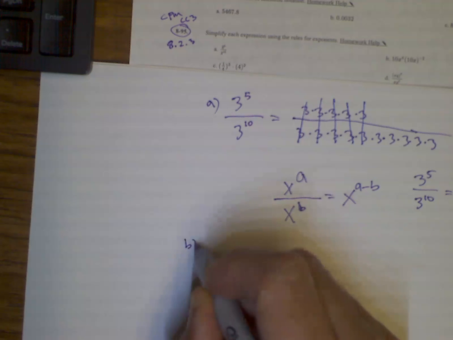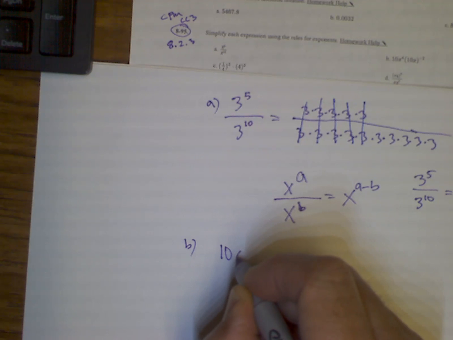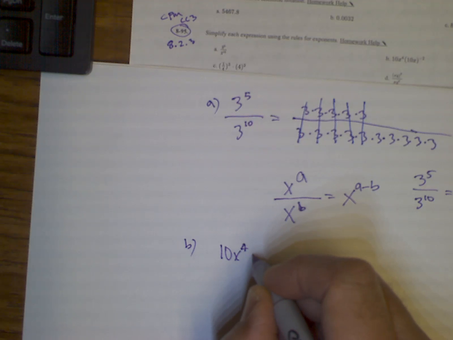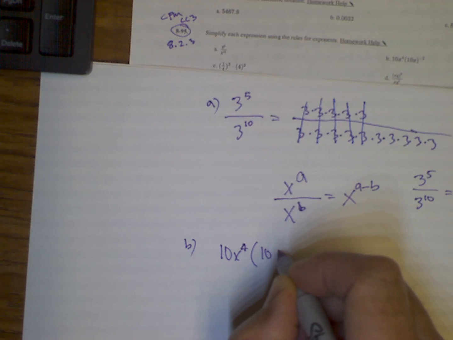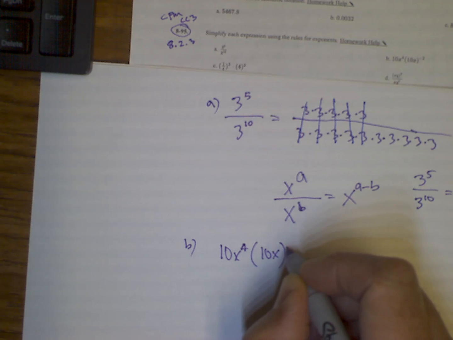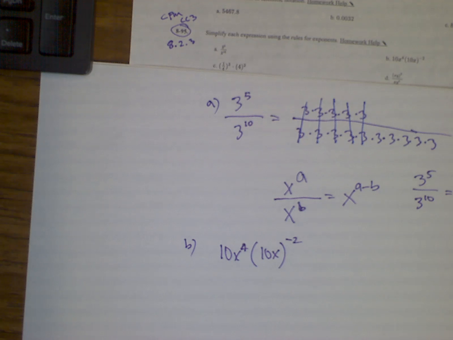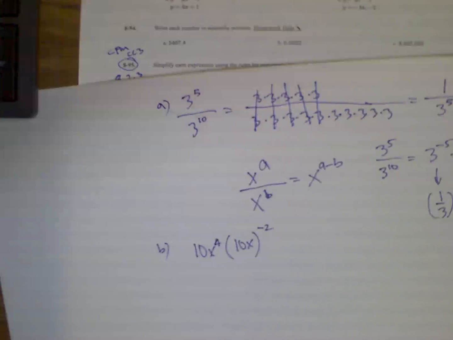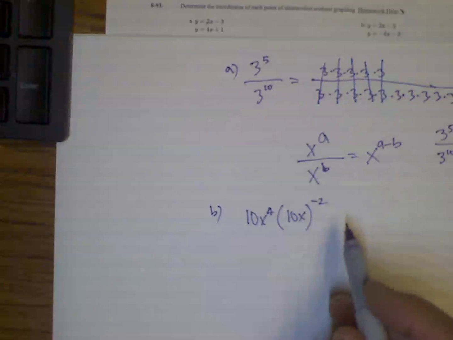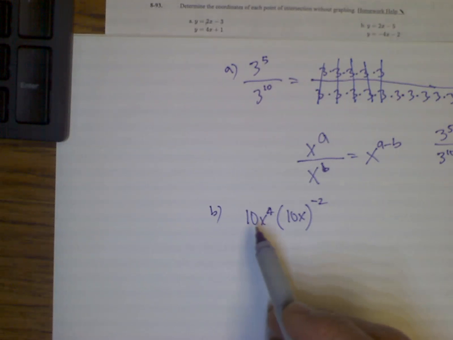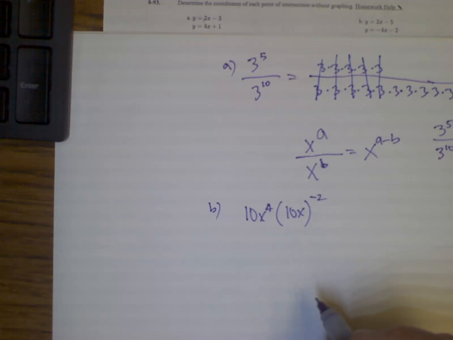All right, let's keep going. Let's do B. B says 10x to the 4th, all times 10x all to the negative 2. Once again, we've got negative exponents and a standard positive exponent. So what do I have?